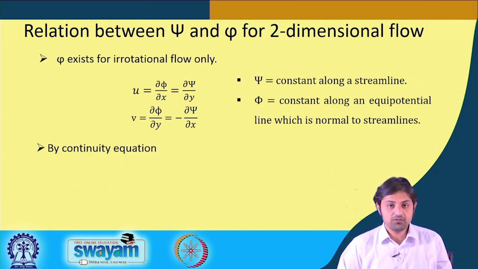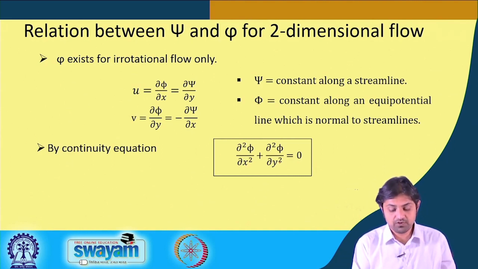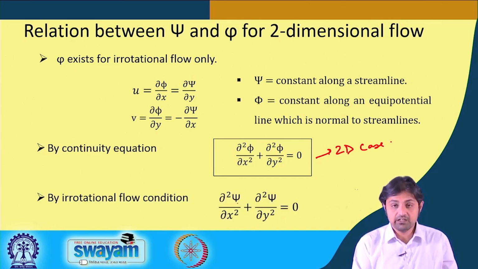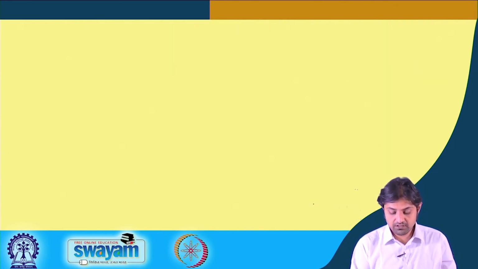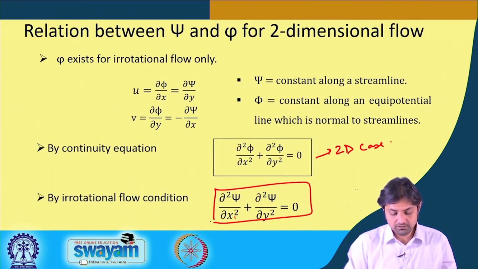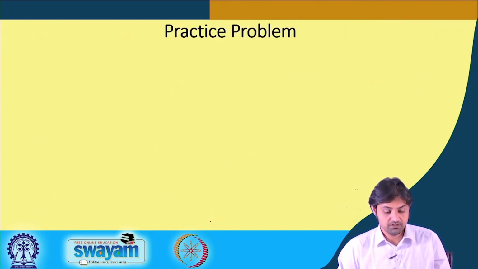So by the continuity equation, we can write del square phi by del x square plus del square phi by del y square is equal to 0 for the 2D case. By the irrotational flow condition, we can write del square psi by del x square plus del square psi by del y square is equal to 0. This is important: both satisfy the Laplace equation, for the irrotational flow condition and the continuity equation.